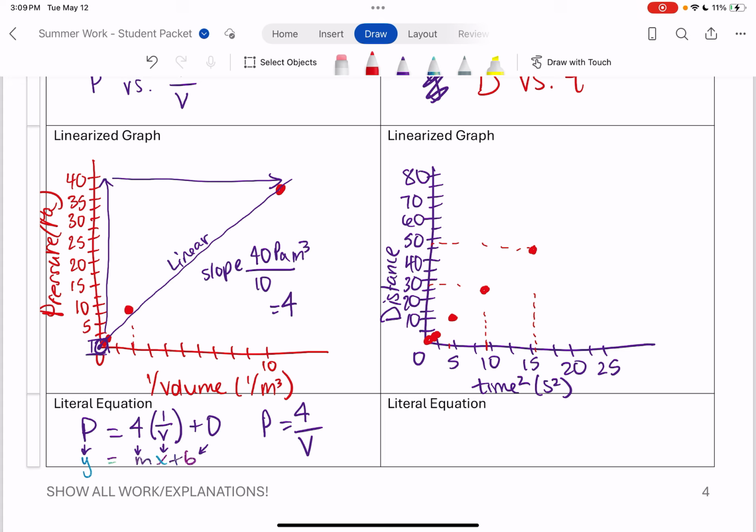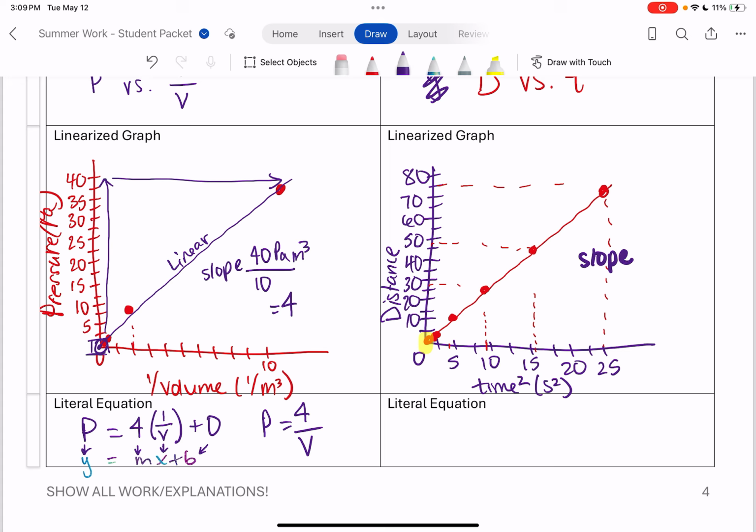And then 25 and 75. And you can definitely see that we have a much more linear graph now. I can draw a linear trend, and it looks like I'm going through the origin here. So I'm going to use that as part of my trend line to help find the slope.